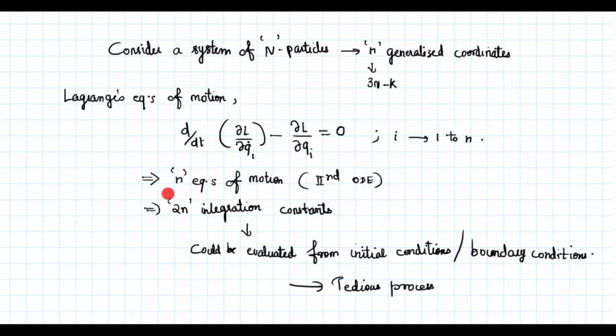There are n such equations of motion that are second order differential equations in t. Now if we solve this, we will have 2n integration constants. These 2n integration constants have to be evaluated either from some initial conditions or from some boundary conditions. We need initial conditions of q's and q dots, generalized coordinates and generalized velocities, or some boundary conditions to determine these 2n integration constants. So obviously if we proceed in this manner, problem solving will become a tedious process.